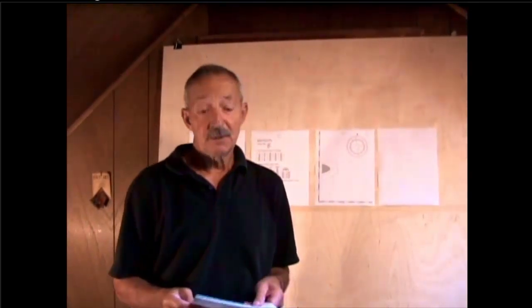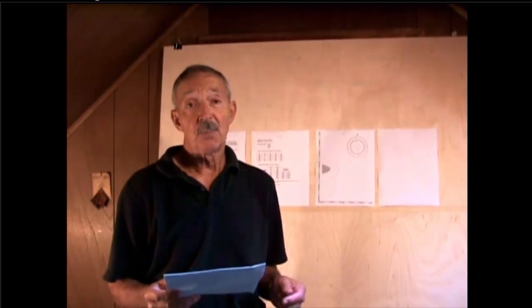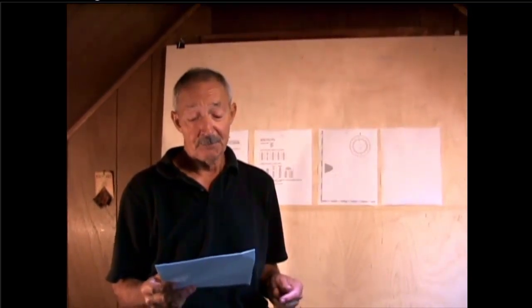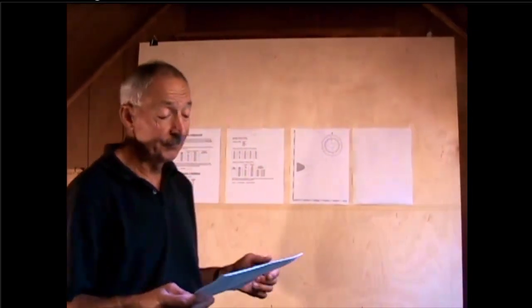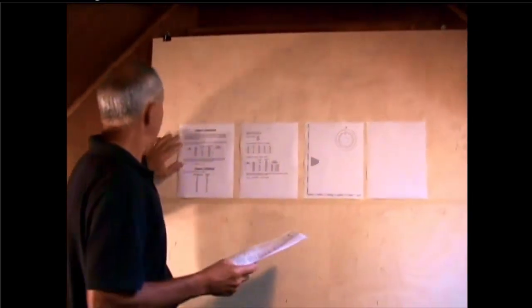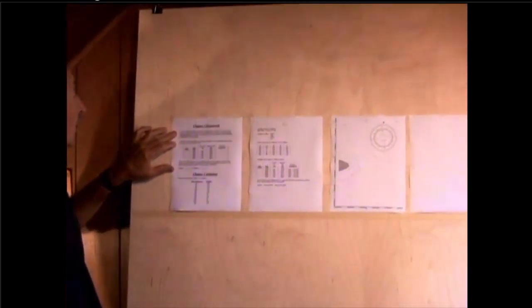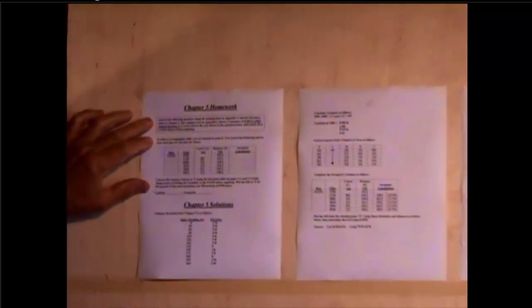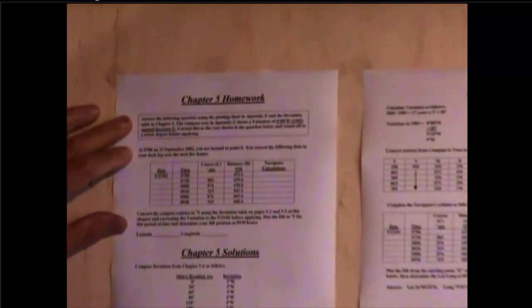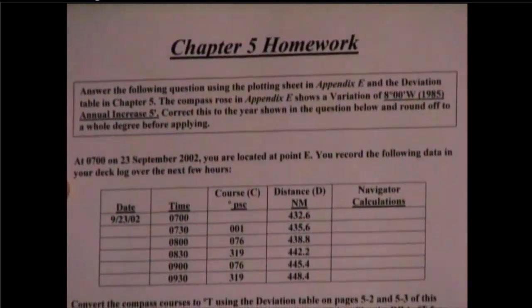All right, this is question chapter 5, number 1, and it's on DR plotting, dead reckoning plotting. So go to chapter 5 solutions book. And the description of the problem is here, and here's some general guidance for it. You want to answer this question using the plotting sheet in Appendix E and the deviation table from chapter 5.